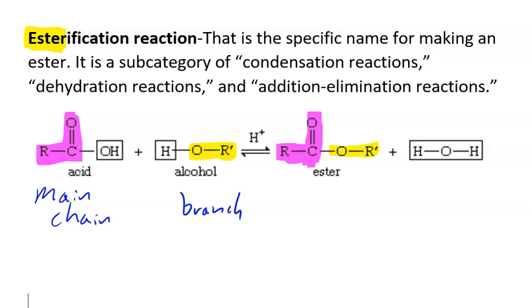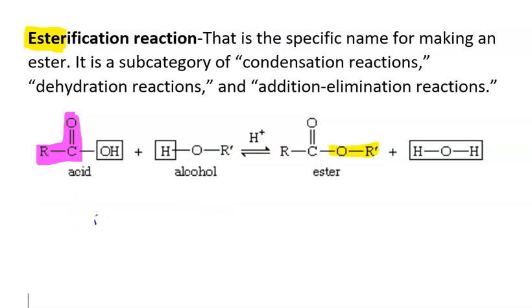This is not so important when you build the product, but it is super important when you are given the product and you need the actual reactants. You need the acid and you need the alcohol. So let's do an actual example. This is a generic one, with R groups or hydrocarbon groups. So let's move on.